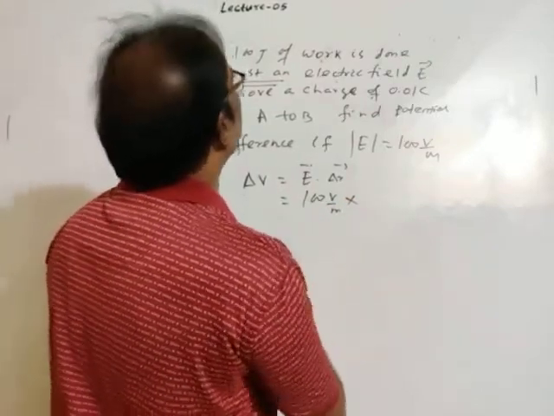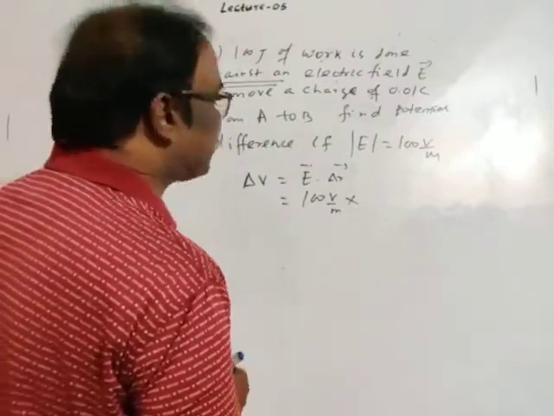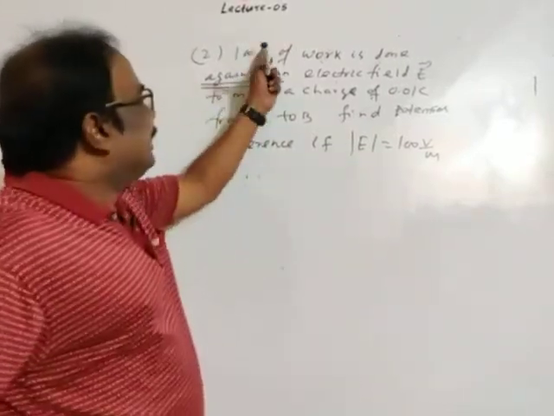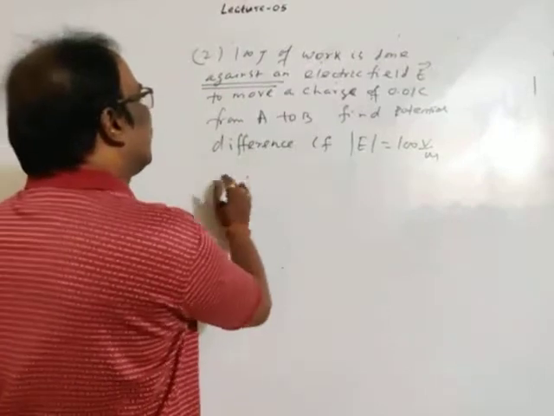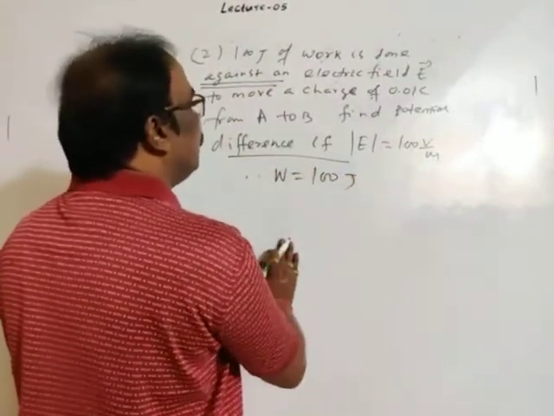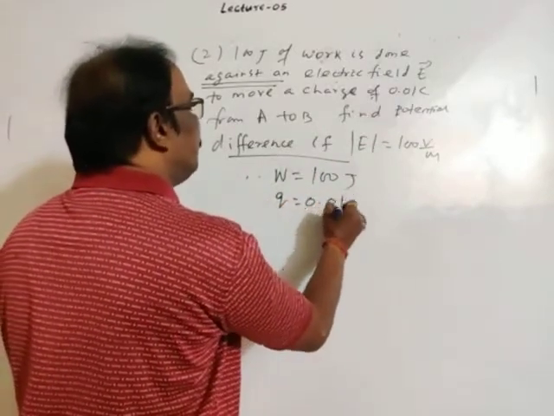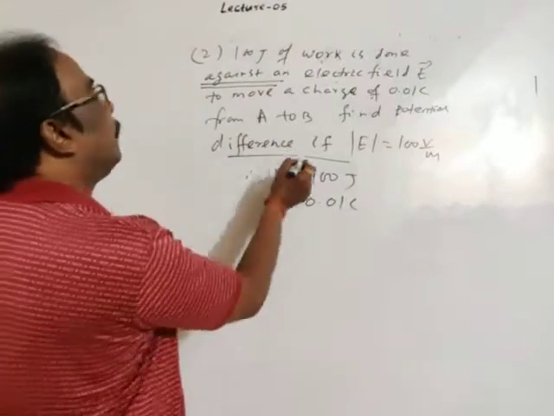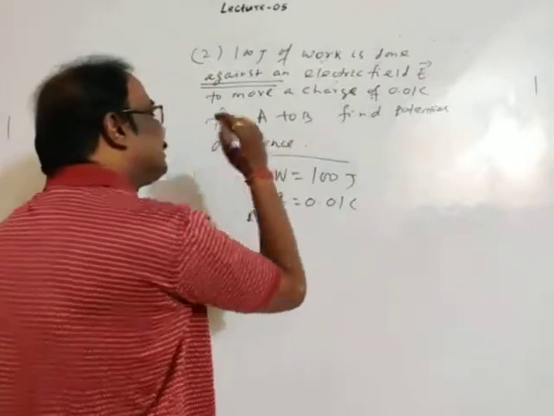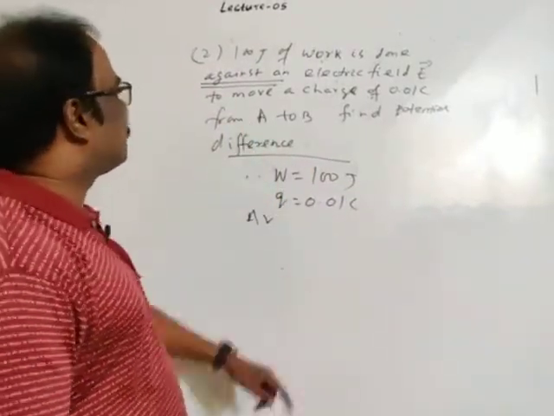Then E, 100 volt per meter. No, I think I have to change the question. Yes, it is given. Work done is given. Work is equal to 100 joule and charge is equal to 0.01 coulomb, and we have to find potential difference. No need to take E. I am framing the question here itself. So this is the question.